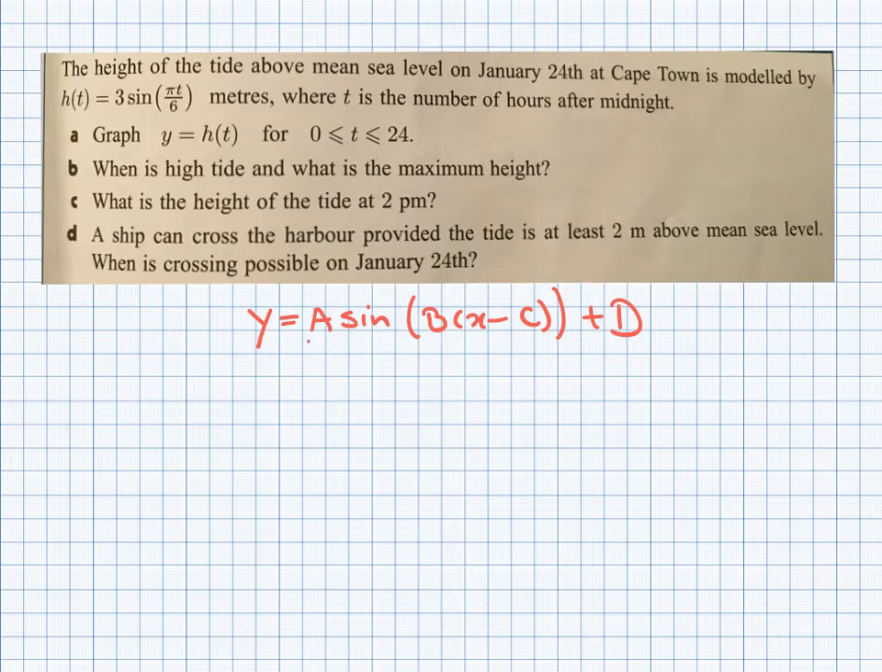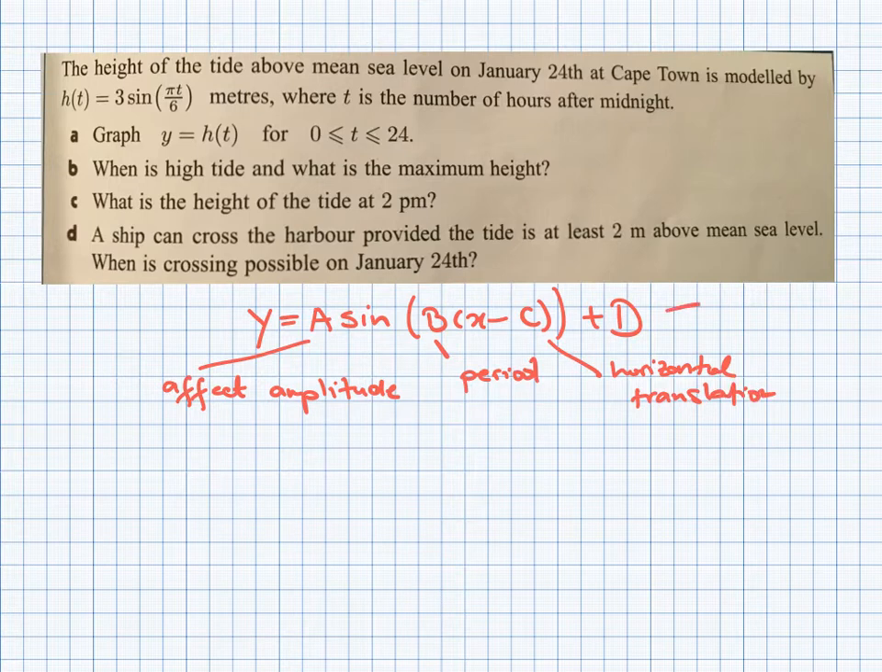A affects the amplitude. B does affect the period. C is our horizontal translation, and D is our vertical translation. So, what does it mean?